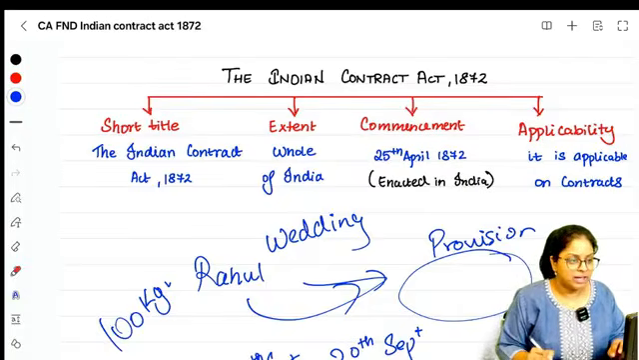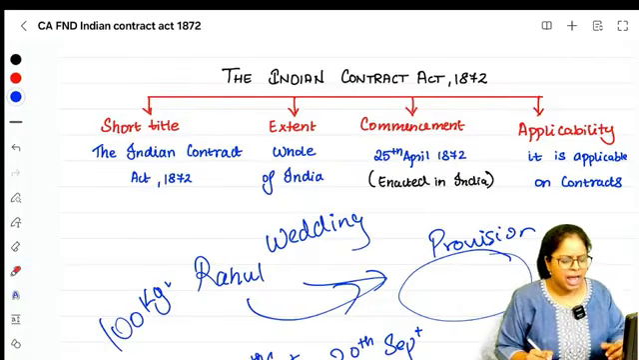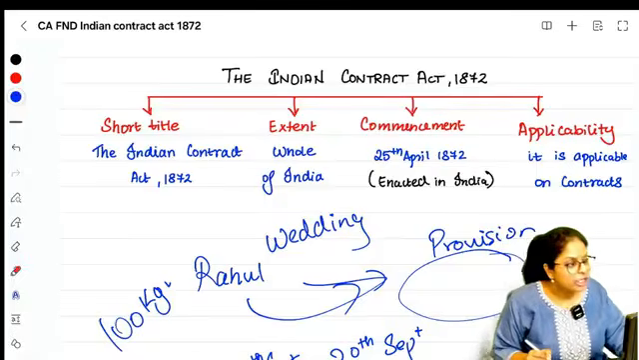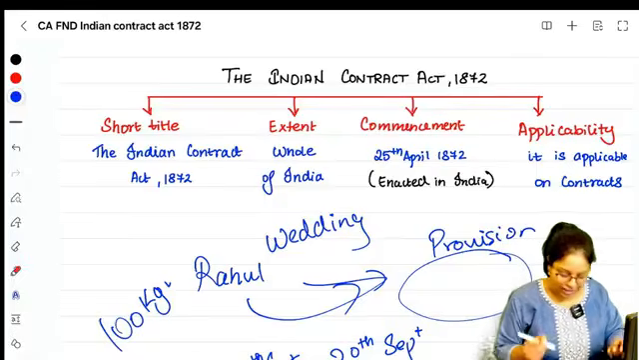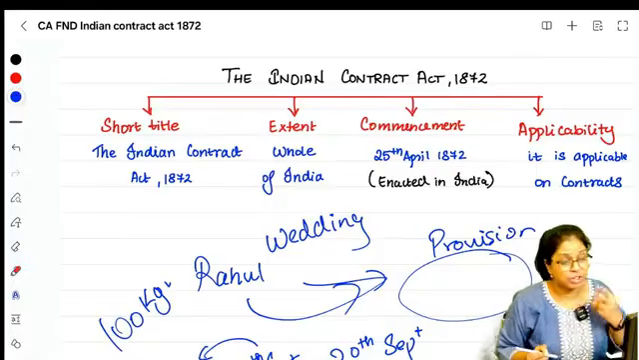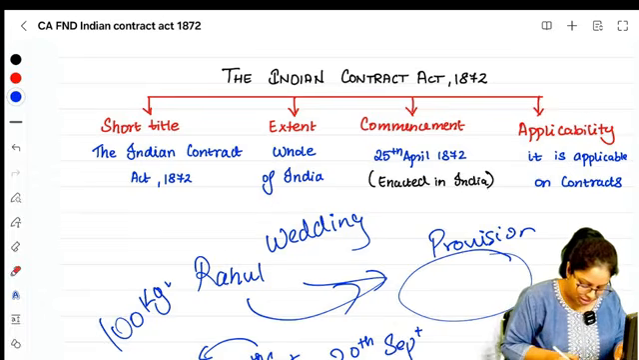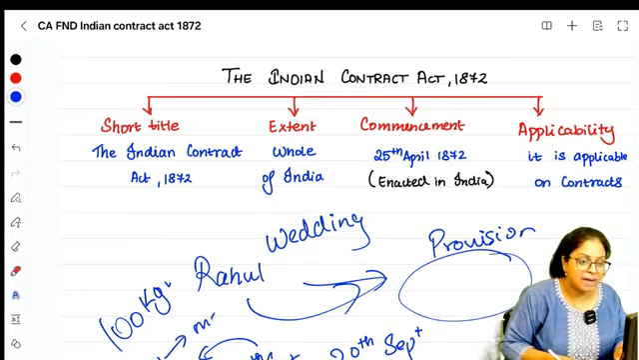sorry, I cannot take all those ingredients that you ordered. I'm asking Rahul, what happened? Why? Tomorrow is your wedding. Why are you calling me right now? What happened? He's telling, no ma'am, the girl I was supposed to marry, she married someone else.